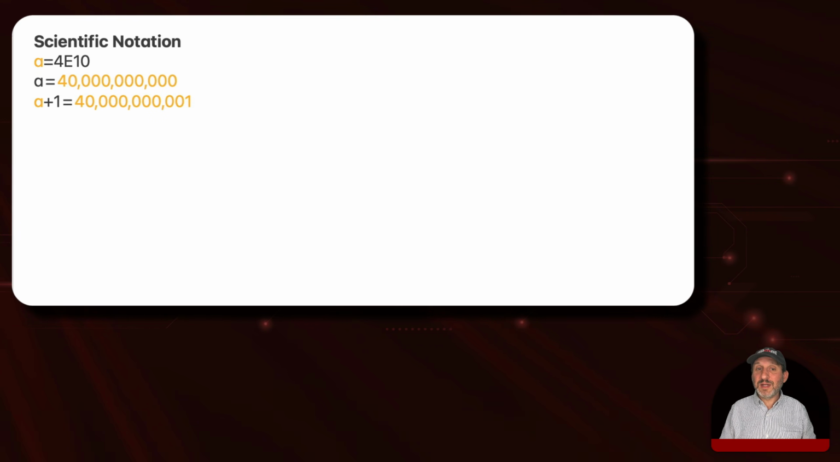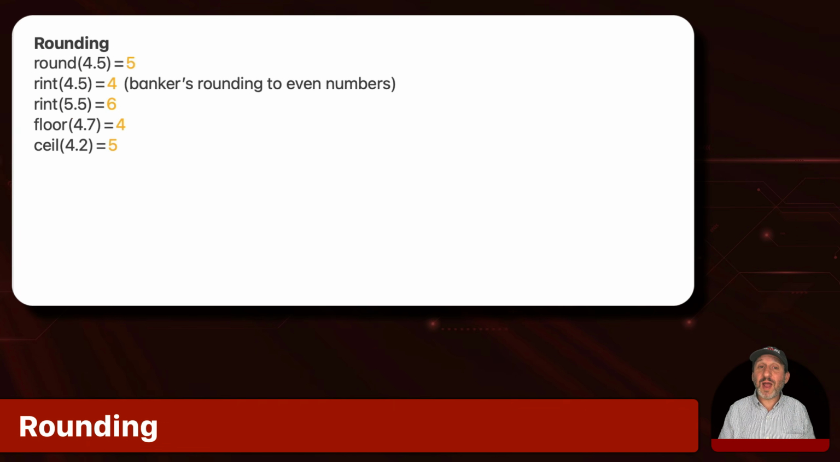You can use scientific notation for numbers with the capital E. So here I've got A equals 4E10. So it's going to put 10 zeros after the 4. And you can see when I get the result of A, that's what it gives me, and it uses it in calculations as well. Here's some functions for rounding.